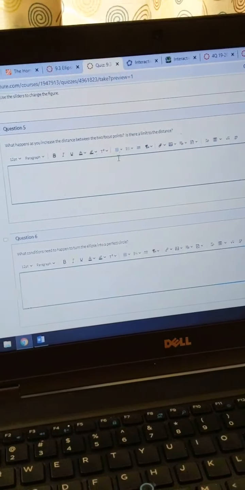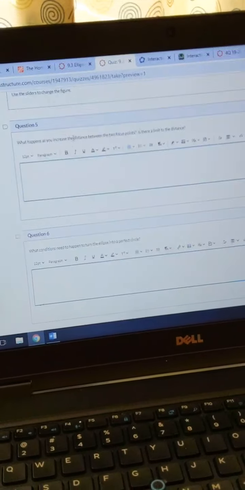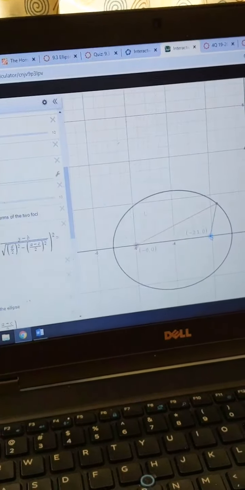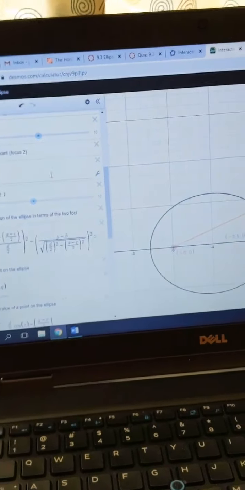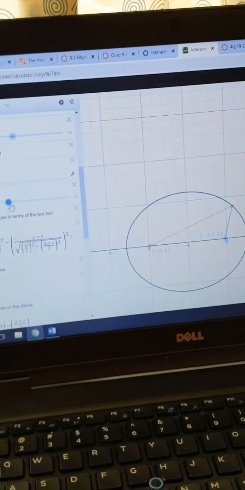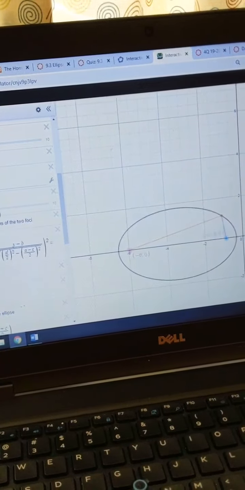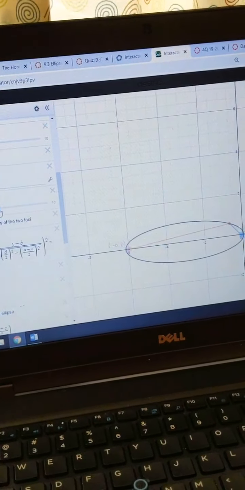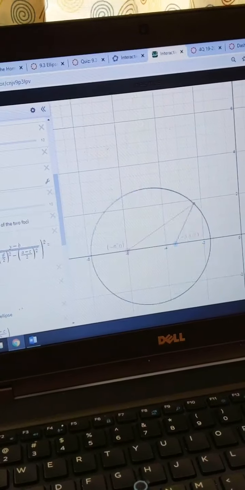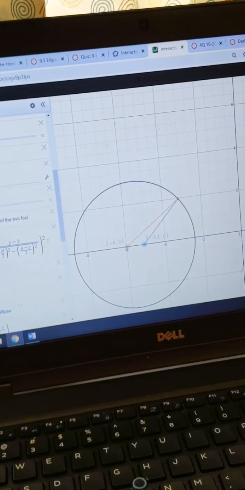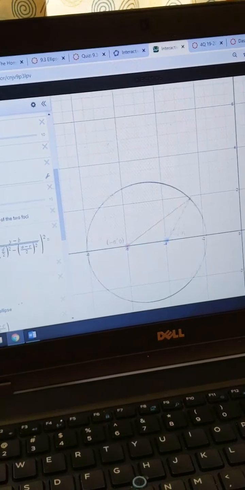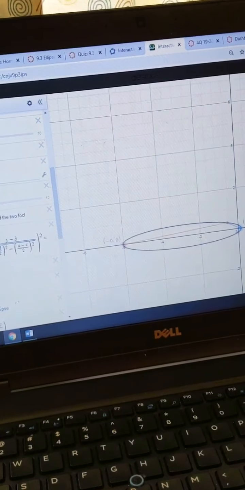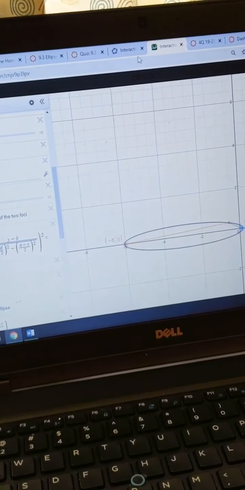So we got a couple questions here that we have to answer. What happens as you increase the distance between the focus points? So what happens to the graph as we change the distance of the focus point? I'm going to move this slider. As I make the focus point distance longer, what happens to the ellipse? It gets skinnier. If it's closer, it's a really round ellipse. An ellipse is an oval, basically. But as I make the distance further and further, it gets skinnier and skinnier and skinnier.